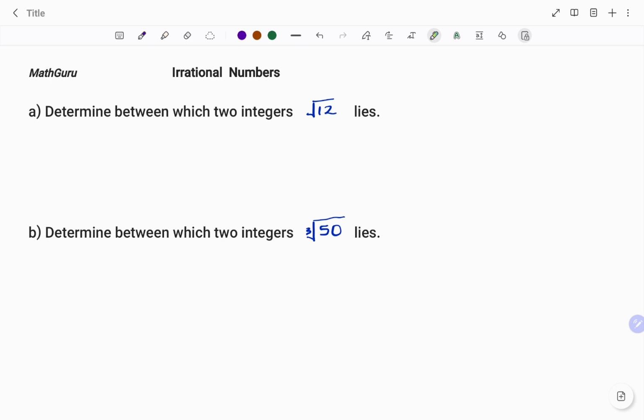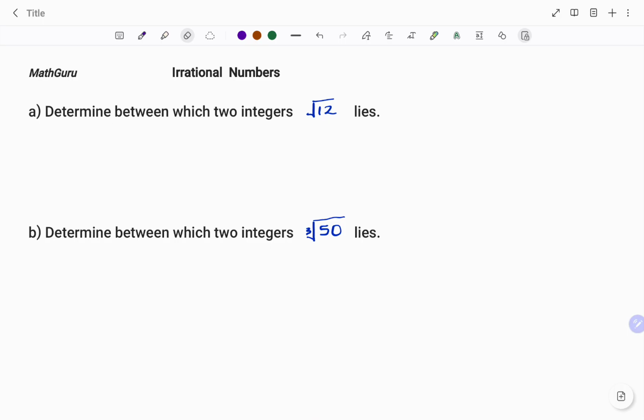So for example, if I have pi, which is 22/7, and you punch that in on your calculator, you're going to have 3.14, and then the number goes on without having an end. So therefore, in order to find between which two integers an irrational number lies, I'm going to start with the first example. I have root 12.